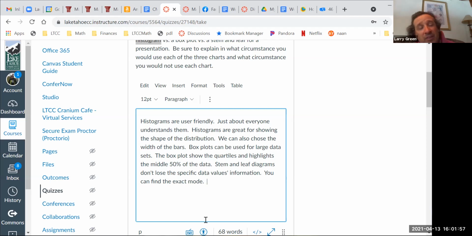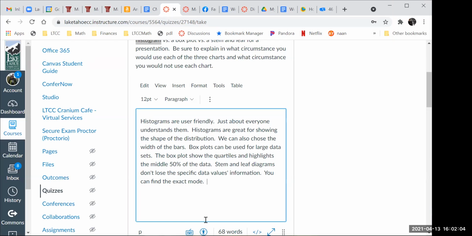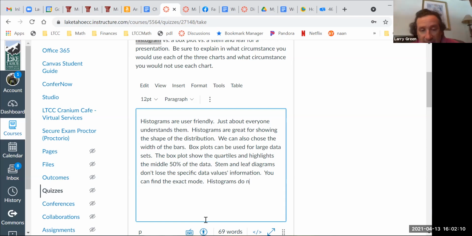What are some of the issues or an issue about histograms? They don't give exact numbers. Yeah, histograms do not retain the exact data values information.